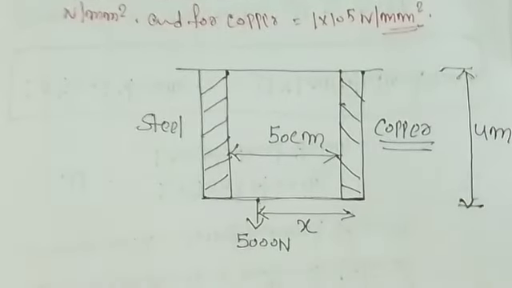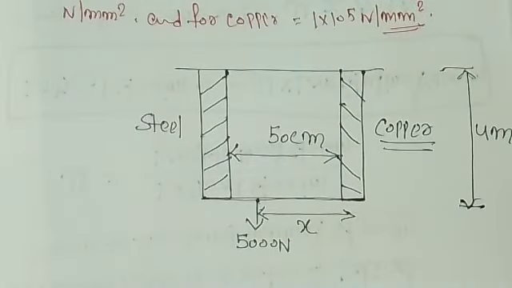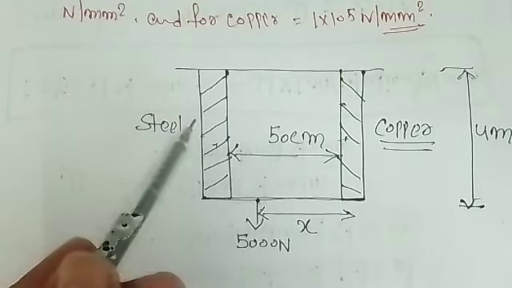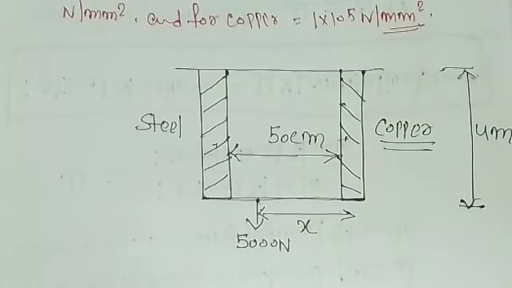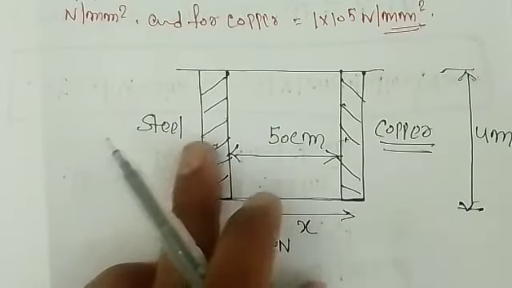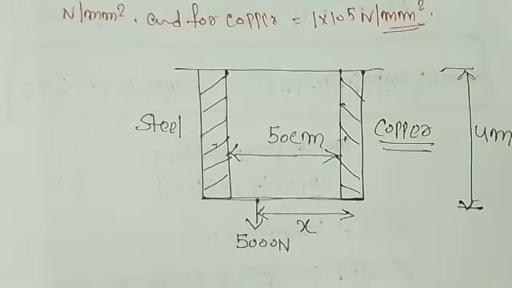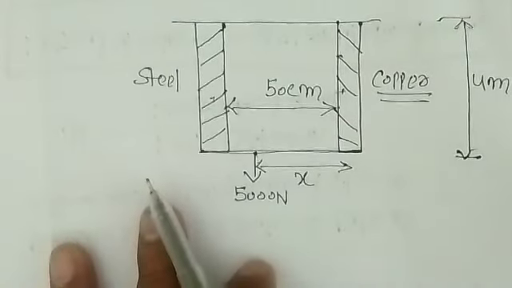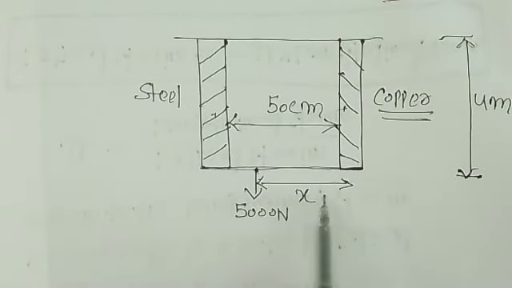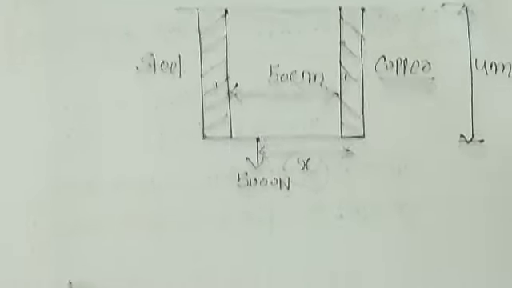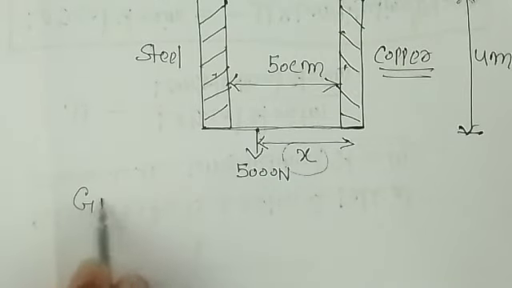Now what we need to do first is satisfy the conditions for a composite section, which means two conditions. The total load 5000 is equal to the load on this plus the load on this one, and the strain in steel is equal to the strain in copper. Before that, we need to find the cross sectional area of steel and copper. The load is given at a distance x from the copper, so you have to find the position of the load also. Now, the given data.